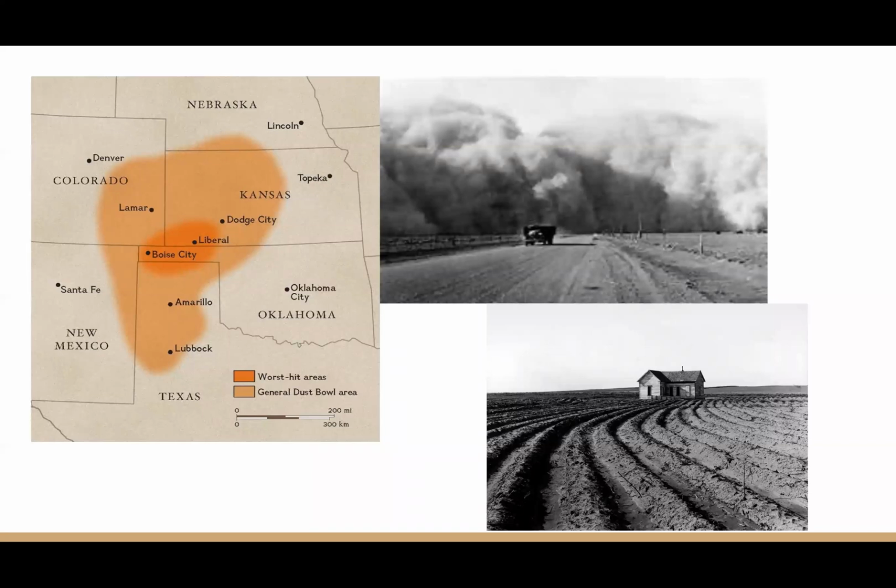So on the left is a map just of the panhandle where the Dust Bowl occurred, with some worst hit areas in the darker orange and a general area in the lighter orange. The picture to its right is just someone leaving with a storm approaching. So perfect timing there, in my opinion. And the bottom is a picture of a farm with their crops destroyed.